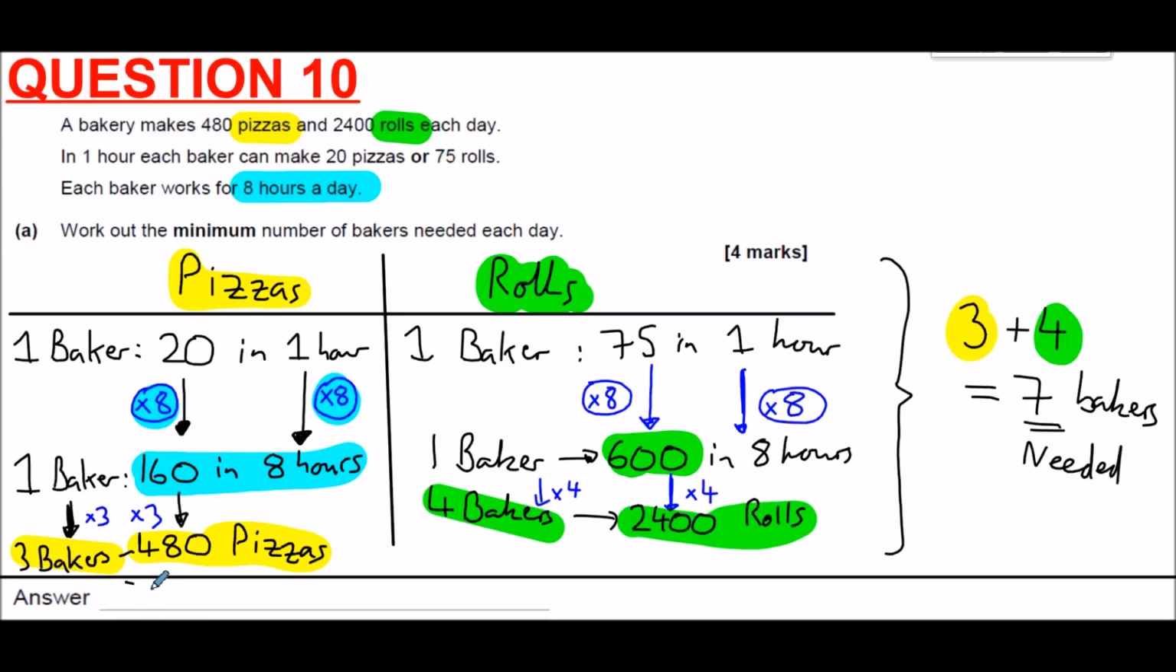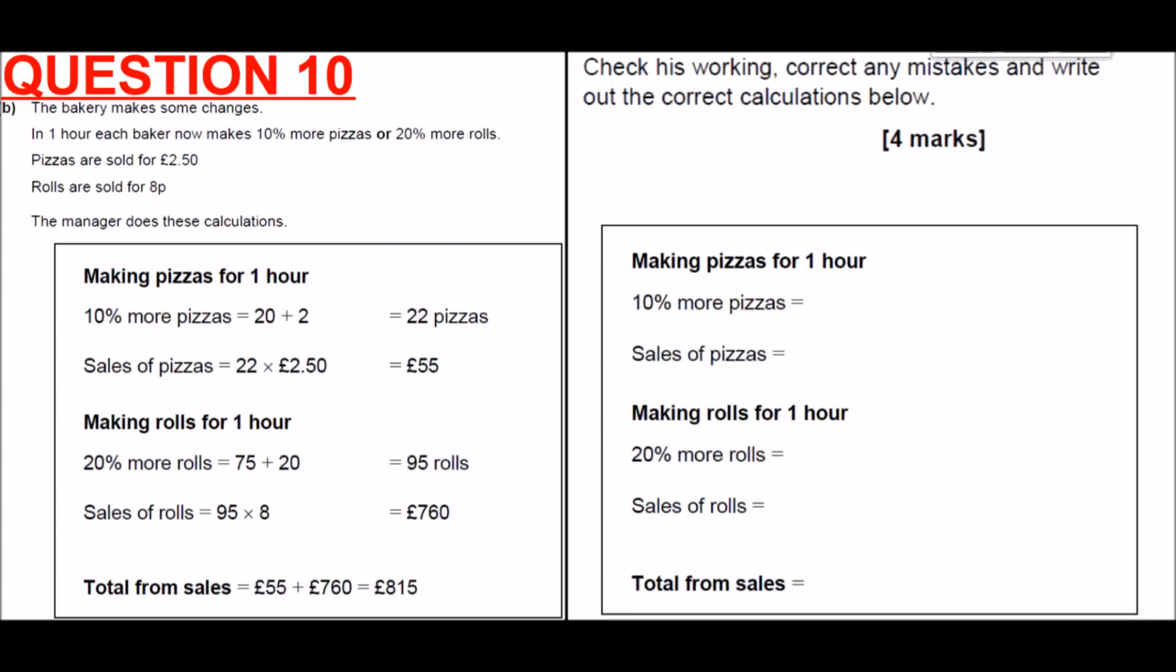So our answer is 7 bakers each day. And that's part A done. We also need to have a look at part B now.